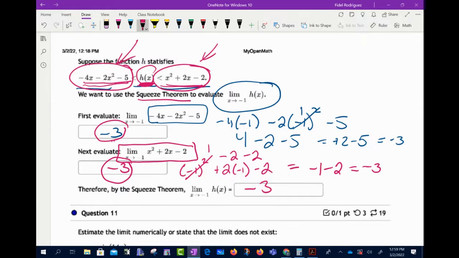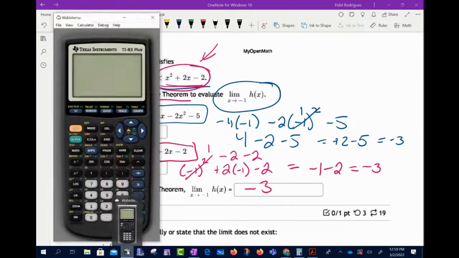Yes, ma'am. Because you got to put it in for it. Okay.